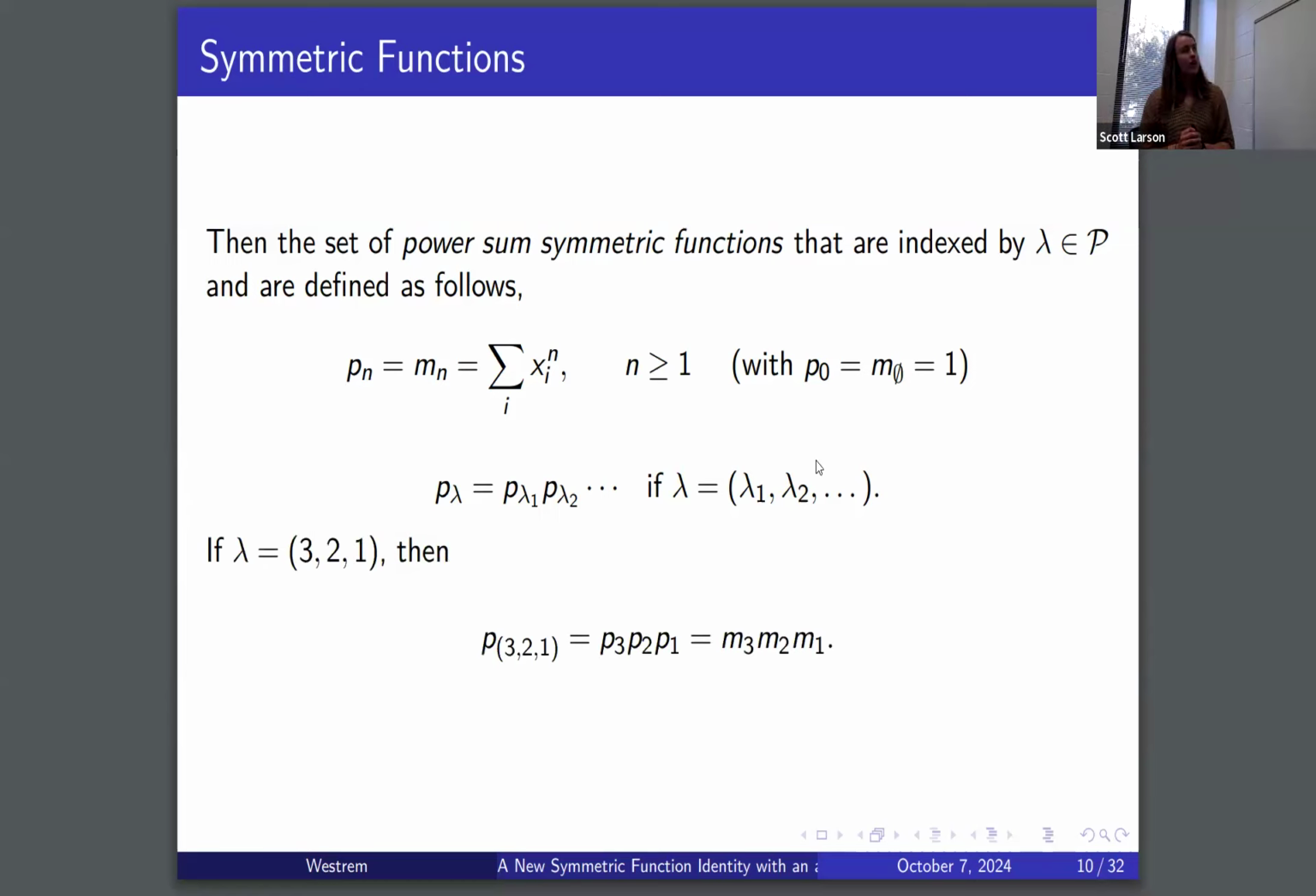For a concrete example, lambda equals 321. P sub 321 could be written as p3, p2, p1, or we could translate it to our m's, m3, m2, m1.